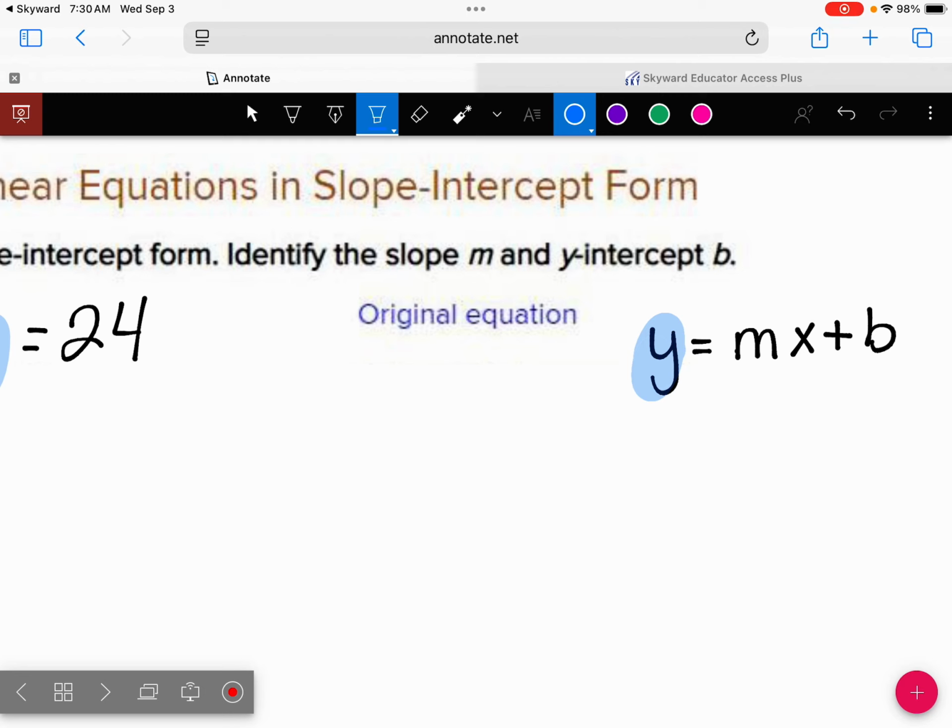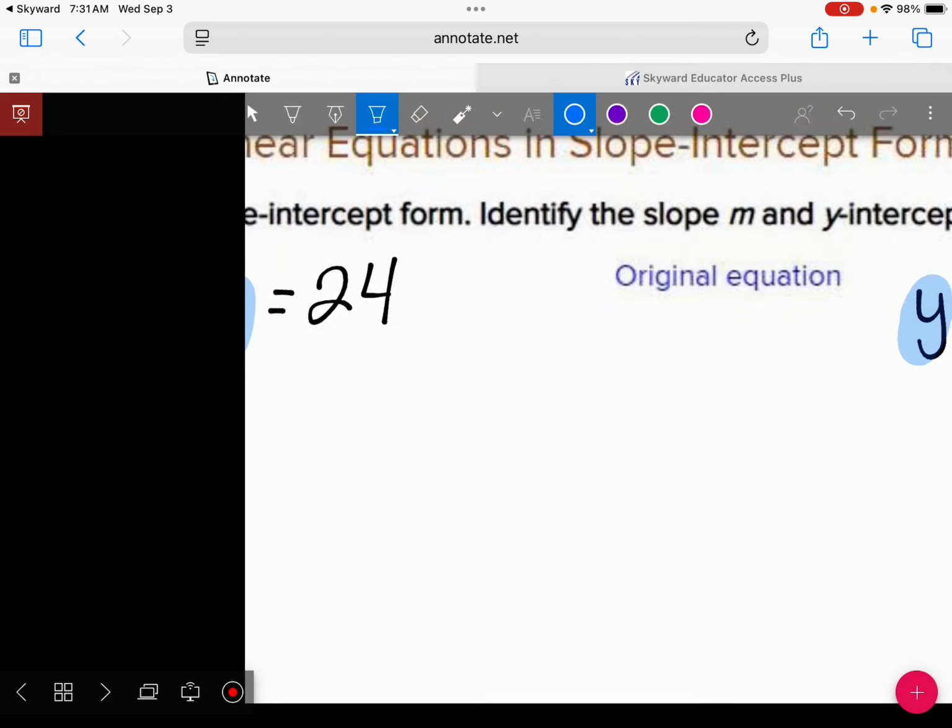I want my x's on the opposite side of the equal sign. They don't get to be on the same team. Too much power. I've got to get the x away from the y. They are too close when they're together. They cause problems.